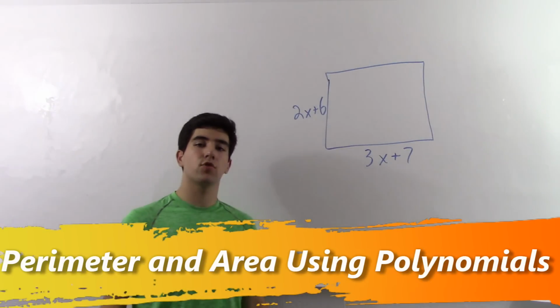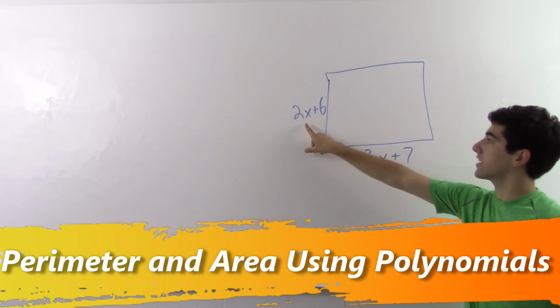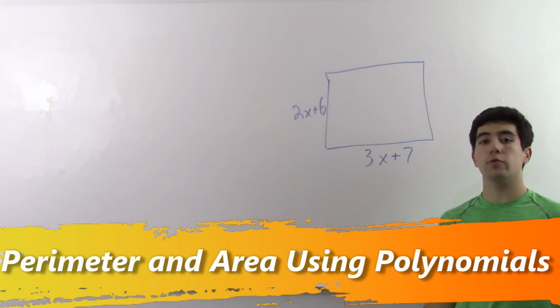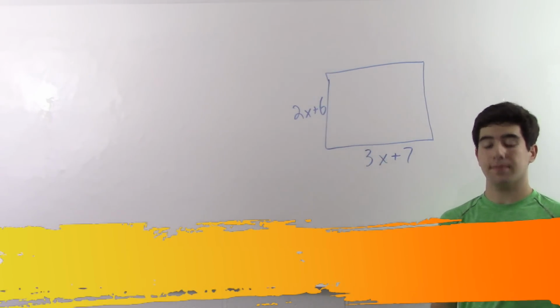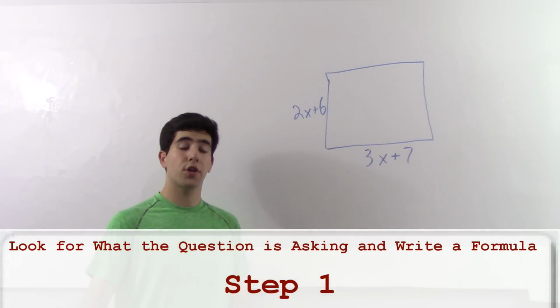Let's look at a practical use of polynomials. Here we have a rectangle with side lengths of 2x plus 6 and 3x plus 7. So what we're going to do is find both the perimeter and the area. So our first step is to look at what the question is asking. So first we're going to do area.